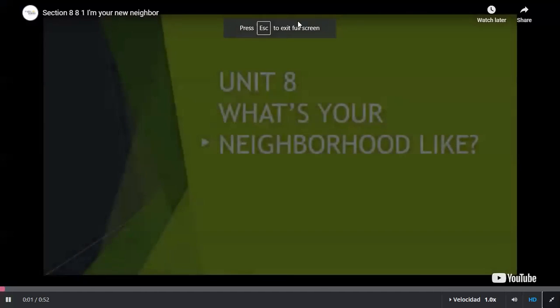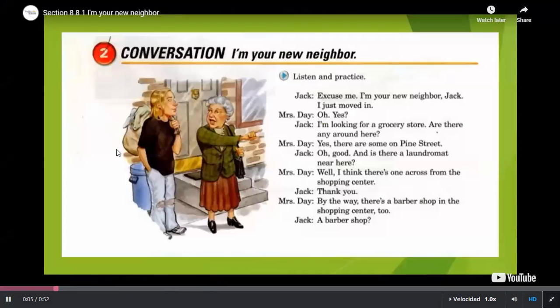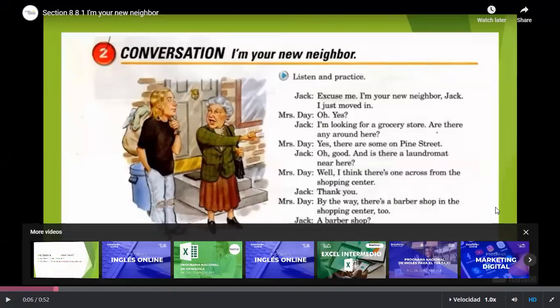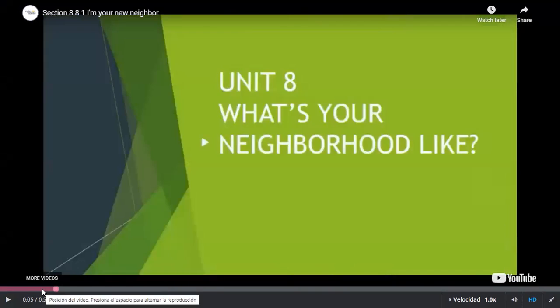Welcome everybody to section 8. What's your neighborhood like? As we always do, we listen. ¿Qué quiere decir? What does that mean? Correcto. What's your neighborhood like? Es como es tu vecindario.